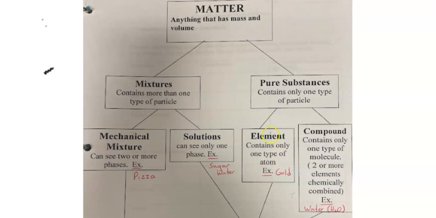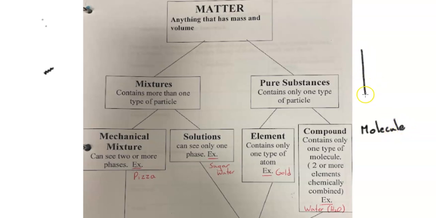For pure substances, we have elements, those you can find on your periodic table, like gold. Then we also have compounds. Now, I know in your class you also talked about molecules, right? Yeah. Okay, so let's quickly go over the difference between a molecule and a compound.